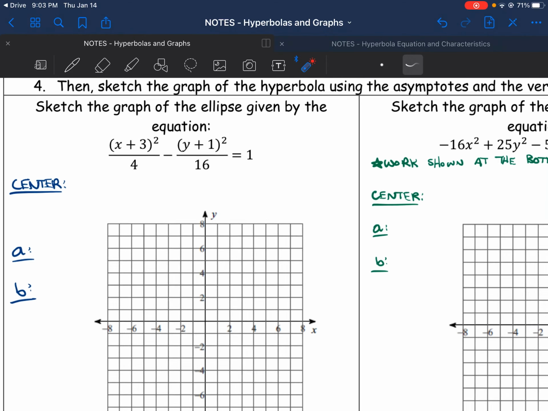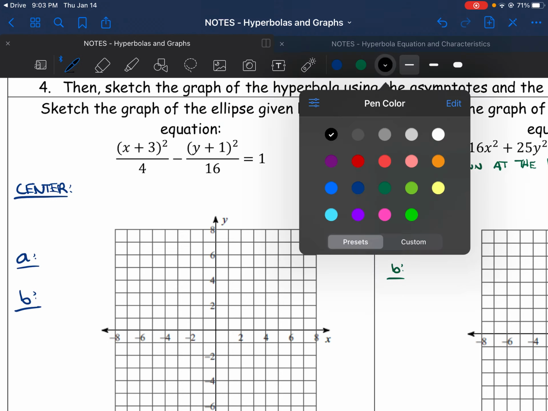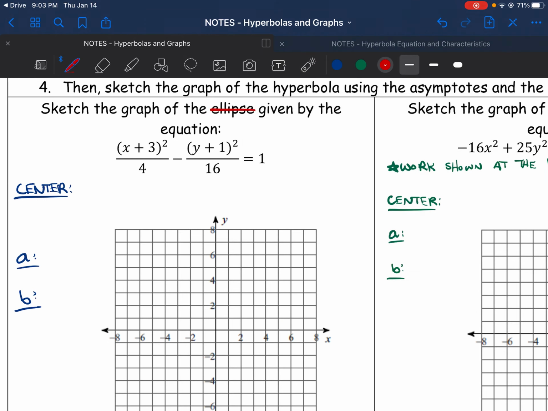So we'll begin with this example on the left. We want to sketch the graph of the ellipse. It says ellipse. This should say hyperbola, by the way. This is a typo. So let's go ahead and scratch this out and write hyperbola.